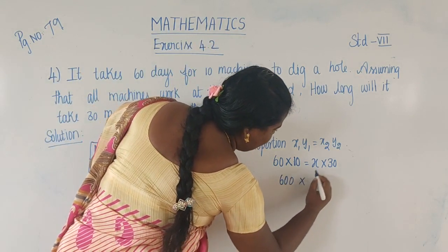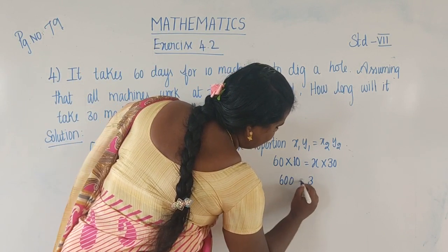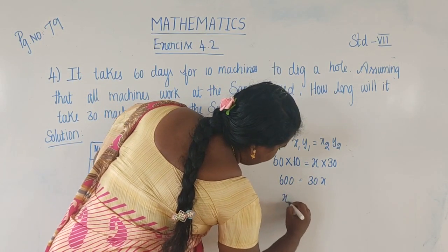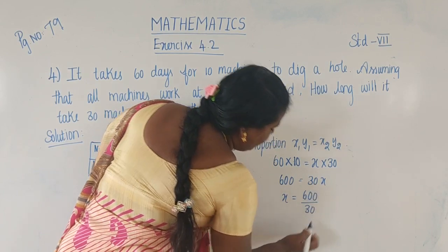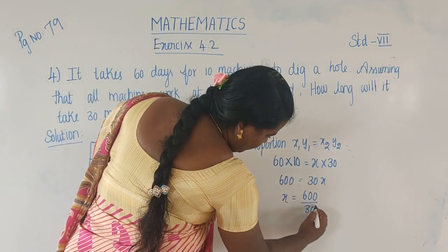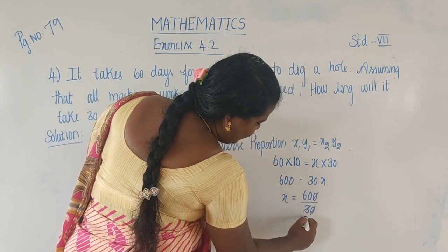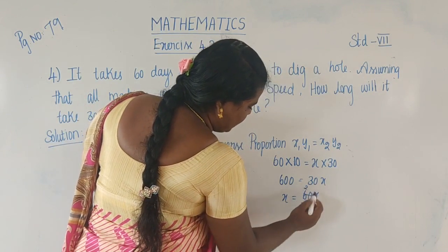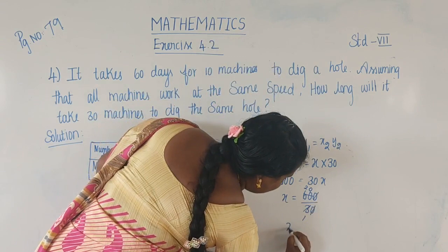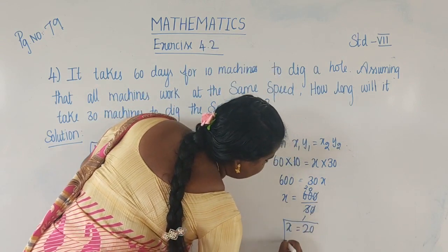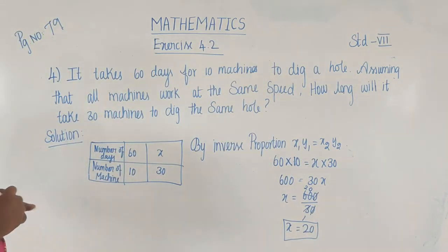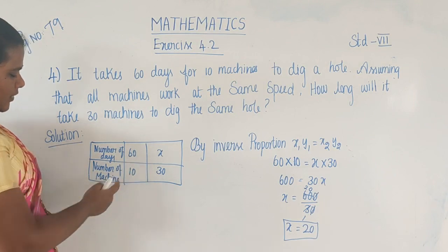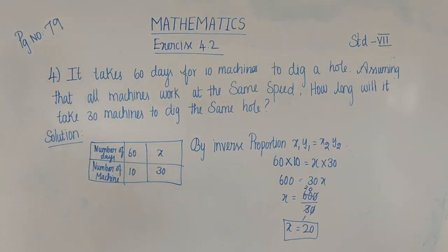600 equals 30x. So x equals 600 divided by 30. The zeros cancel. 3 ones are 3, 2 threes are 6. So x equals 20. So where is x? x is the number of days. So 30 machines take 20 days.